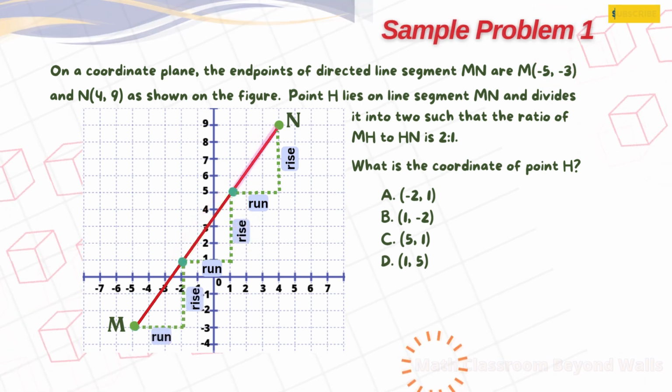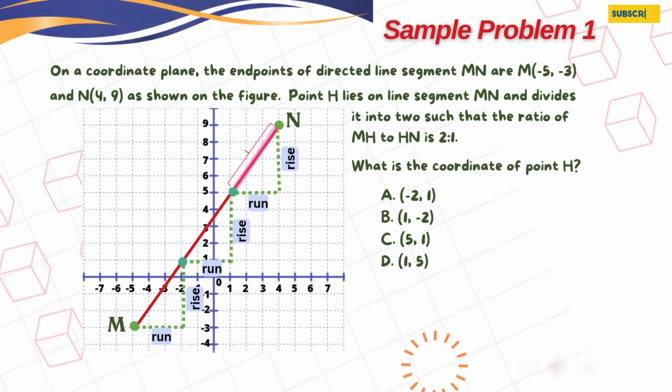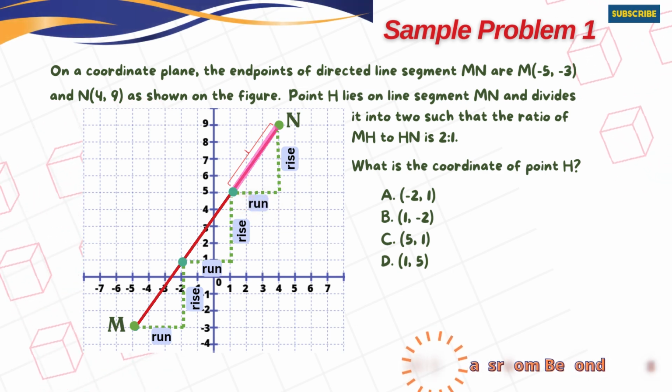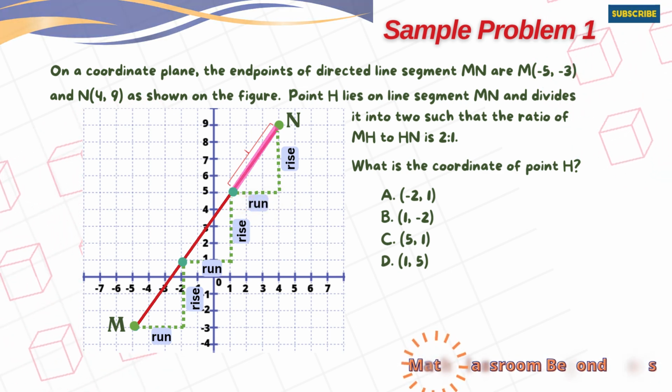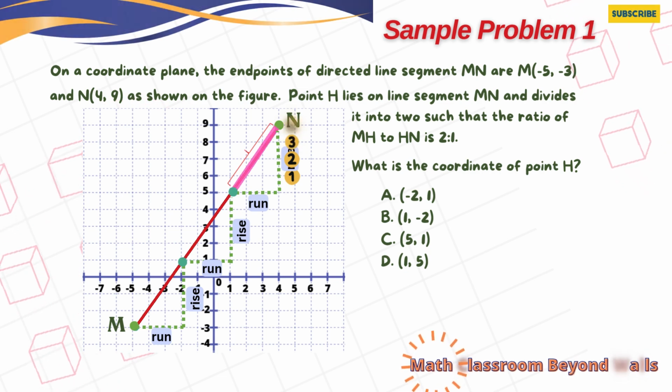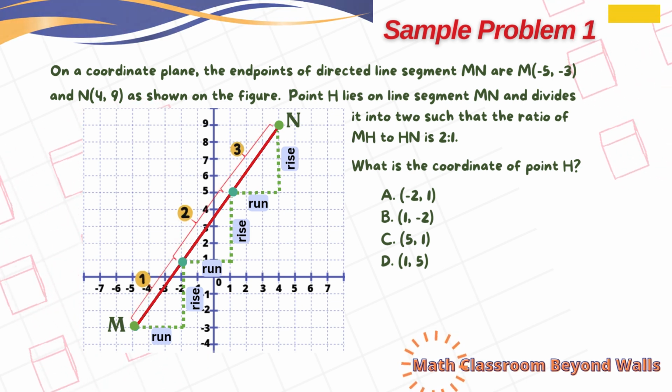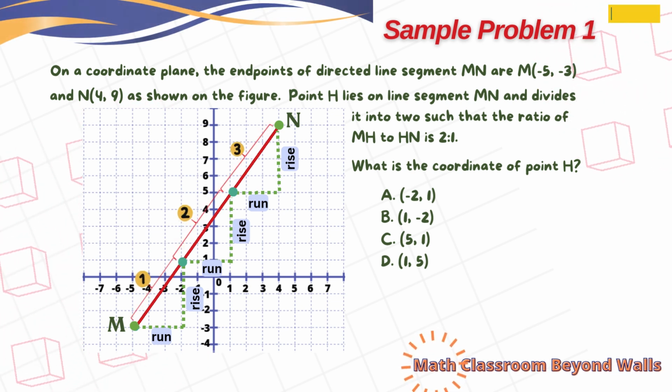And on the run of the third part, we also have 1, 2, and 3. Then on the rise, we have 1, 2, 3, 4. These are indeed the 3 parts that divide the whole segment MN.